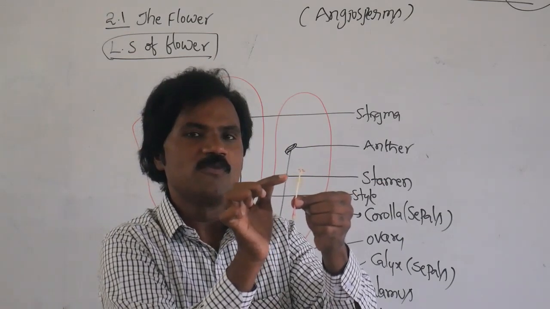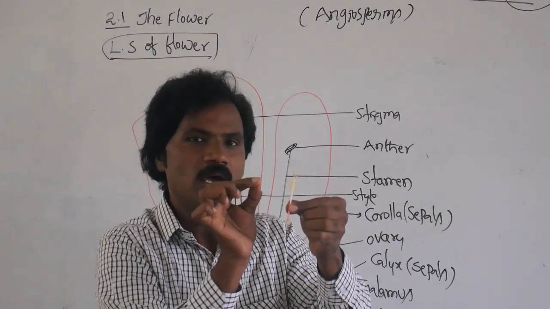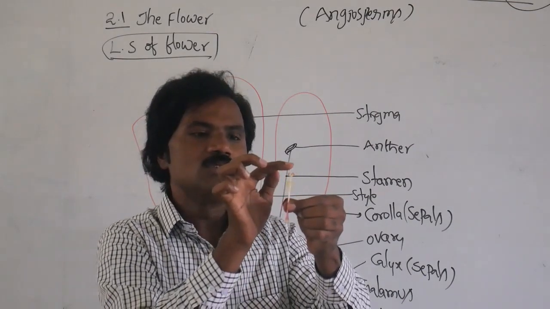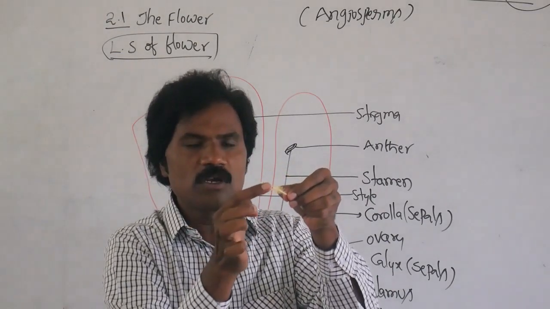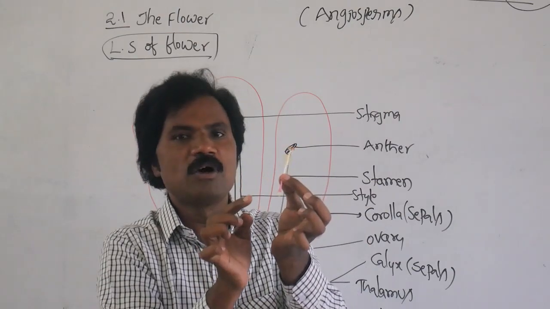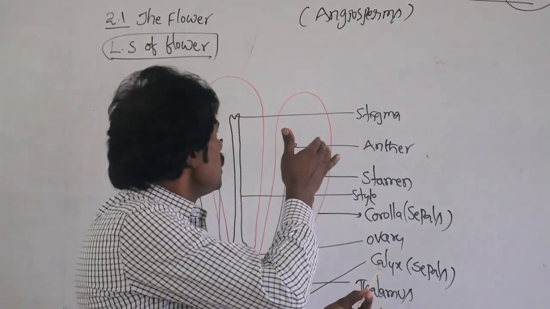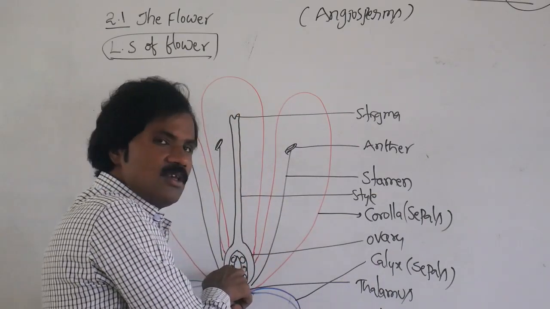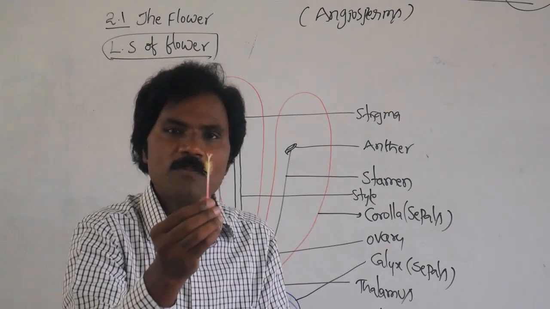The adjacent yellowish parts are the anthers, and then this is the stigma. The outer part is the stigma. If you make a longitudinal section, it is observable like this. Inside, ovules are present. So this is one type of flower.